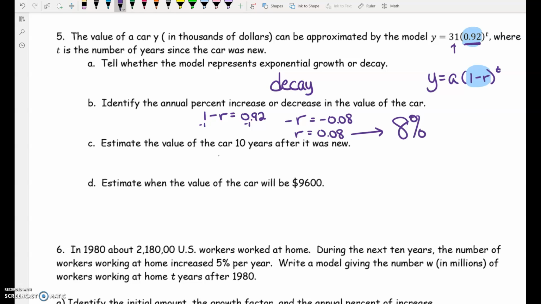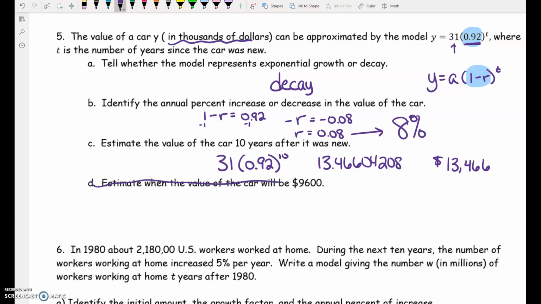Estimate the value of the car 10 years after it was new. You're just plugging in 10. So 31 times 0.92 raised to the 10th. It does not specify how to round, so I would say $13,466 would probably be the easiest way to do this. Remember, this is in thousands of dollars, so 13.466 means 13,466. And we're going to skip D because that would be guess and check.